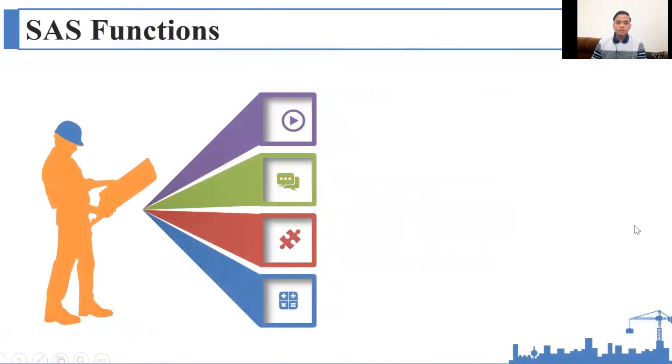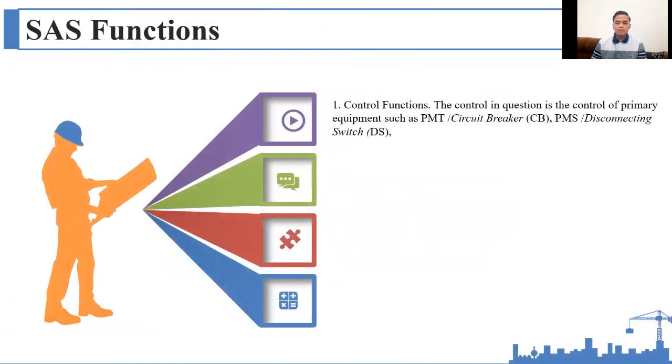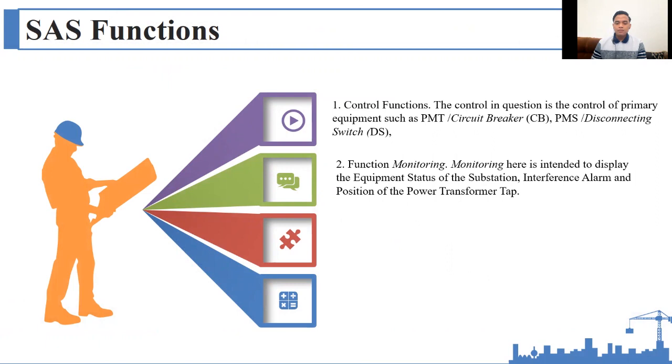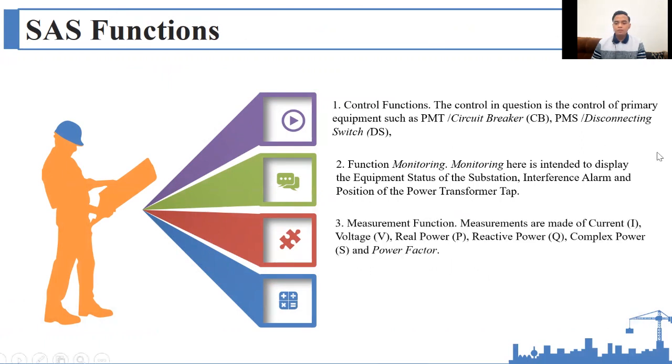So next is the SAS function. The first one is the control function. The control in question is the control of primary equipment, such as PMT or circuit breaker, and PMS or disconnecting switch or DS. Second is the monitoring function. Monitoring here is intended to display the equipment status of the substation, interference alarm, and position of the power transformer tap.